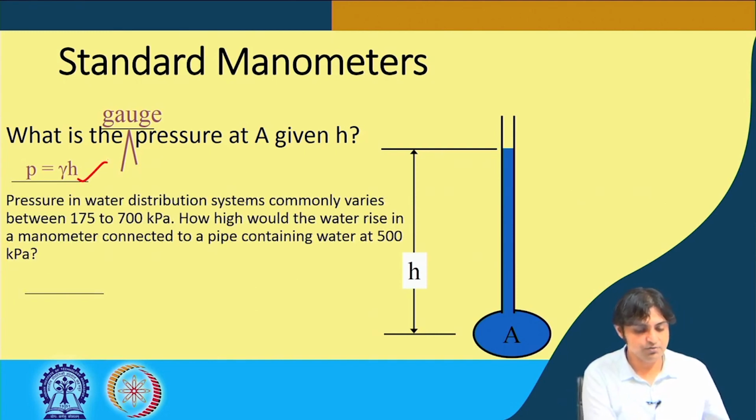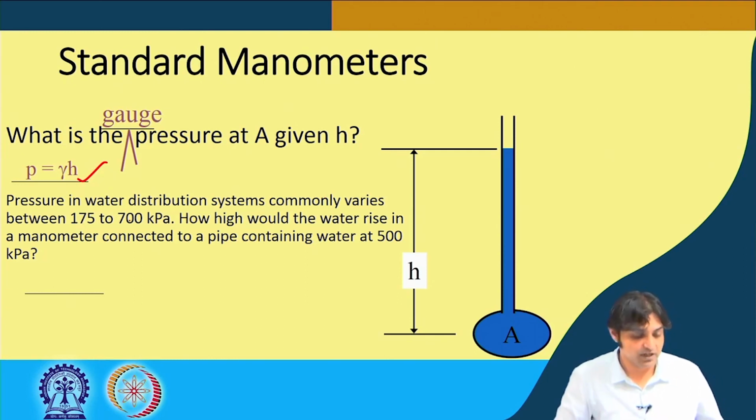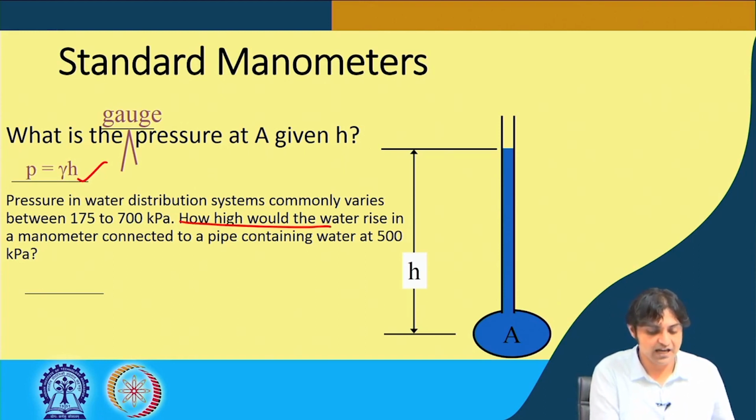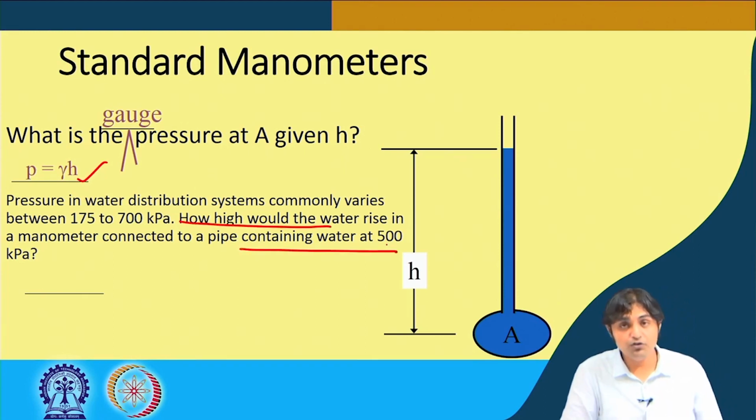So, pressure in a water distribution system, for example, commonly varies between 175 to 700 kilopascals, right. So, how high would the water rise in a manometer connected to a pipe containing water at 500 kilopascal. So, the question actually here is, if we want to measure the pressure in a water distribution system, what will this height h in a manometer be? We are already told that the pressure in a distribution system varies between 175 to 700. In this example, we choose 500 kilopascal.